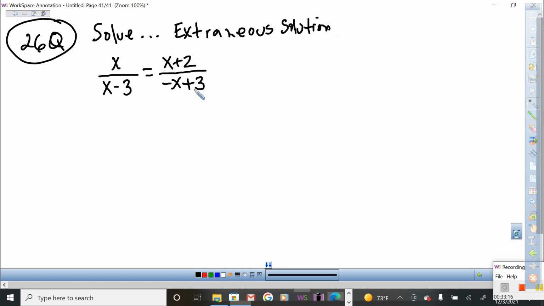So, how do we solve this? Well, we have a fraction equal to another fraction, which means it's a proportion. So, I'm going to start with the smallest value, cross multiply. So, x times negative x and x times 3. Negative x squared and 3x. Yes, ma'am?